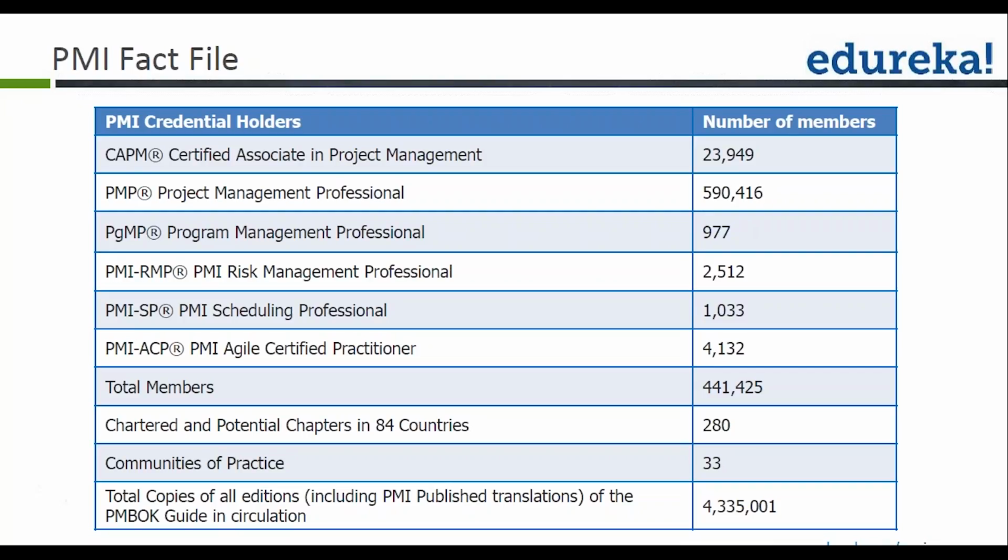And there are 280 chapters in 84 countries worldwide. Communities of practice, there are a total of 33 communities of practice, and the total number of PMBOK editions published or in circulation is 43,35,001. So that's some of the fact file or key statistics.